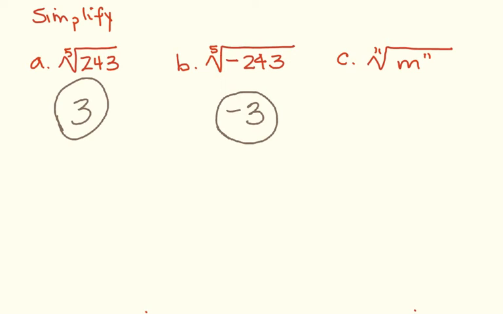And the 11th root of m to the 11th power is m. And we ask ourselves, do we need absolute value bars around that m? And the answer is no, we do not, because m could be a negative number or a positive number. We don't have that same problem with odd roots, where both odds and evens end up giving us positives. So it's just plain old m.